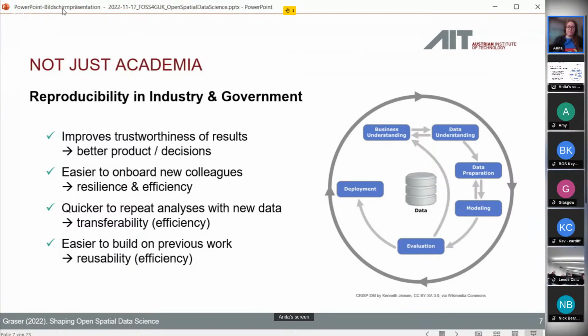It's also quicker to repeat analysis with new data. So ideally, the code is transferable, which would increase efficiency. And it's also easier to build on the previous work. So even if it's just yourself and you have to pick up what you did 2 years ago in a previous project because now you have a new one where you want to build on the previous results, you will find it much easier if you have a well reproducible setup in this case. So even if you're not in academia, I think the tools that are being developed in this context have the potential of also improving and making your work easier.